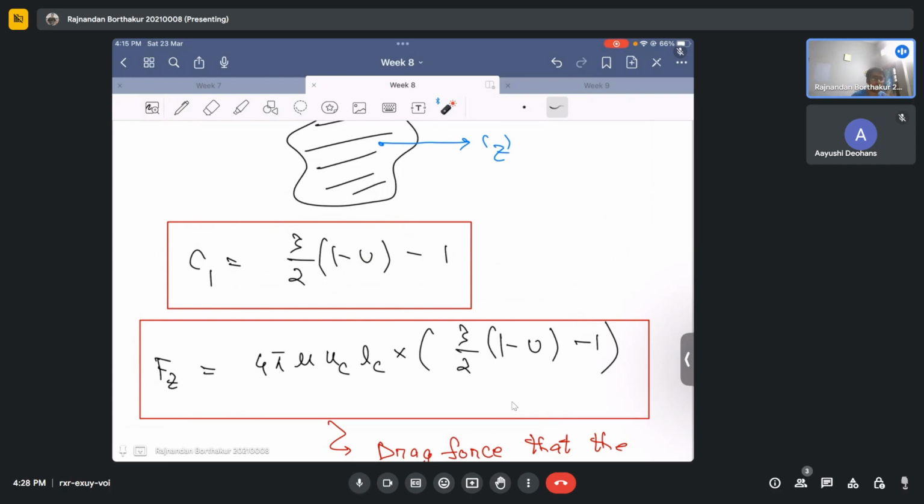Can you tell me? Or do you remember? C1 would be 3 by 2, because the drag force was 6 pi mu UC LC, if you remember. That is pressure plus viscous drag both. Pressure is already embedded in this calculation. It's not that pressure is not playing a role here. So the Stokes drag is 6 pi mu UC LC, right? Then C1 will be 3 by 2. Correct, 3 by 2.